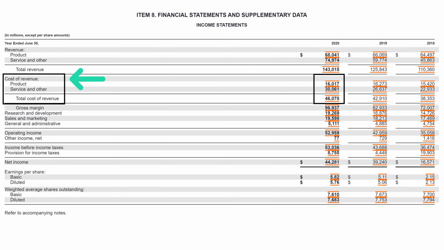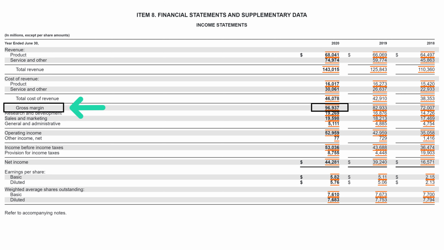So here Microsoft breaks this expense down by product and service, and then we get a total cost of revenue of $46 billion. This number is important to pay attention to because we want to make sure that this number makes sense relative to the revenue that the company is bringing. So in 2018, we can see that the cost of revenue was $38 billion, 2019, $42 billion, 2020, $46 billion.